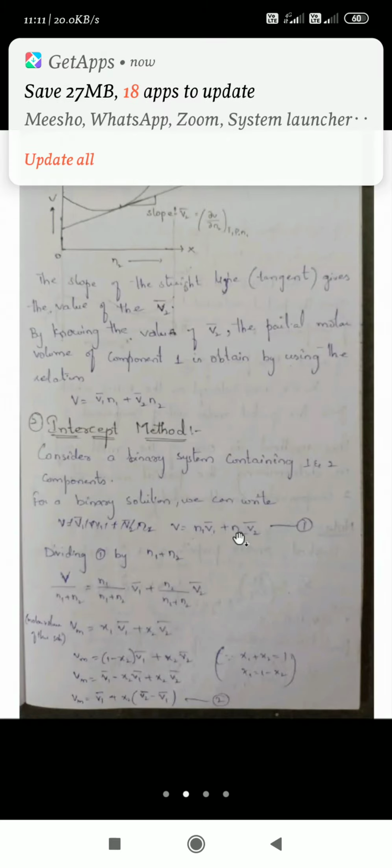So similarly, we consider a binary system here containing two components 1 and 2. For this particular system we can write the volume of the solution as V equal to N1 V1 bar plus N2 V2 bar. This is already known to you here. Now to this equation you divide by the total number of moles. Total number of moles means what? The number of moles that are present here: N1 and N2, the two components, are present. Therefore the total number of moles will be N1 plus N2.